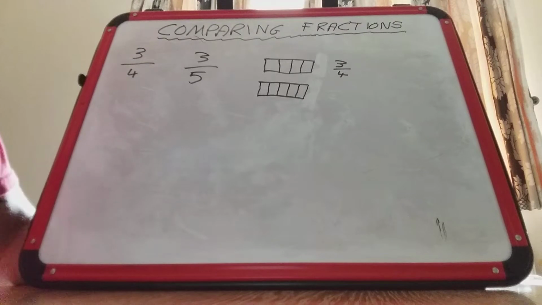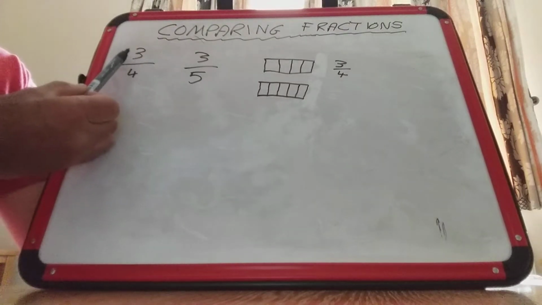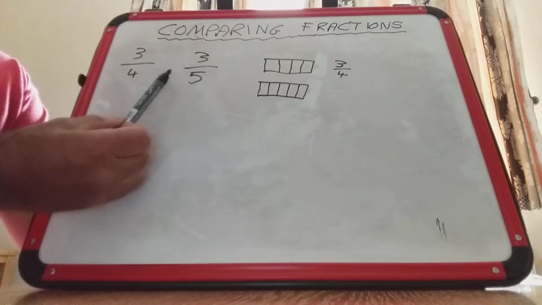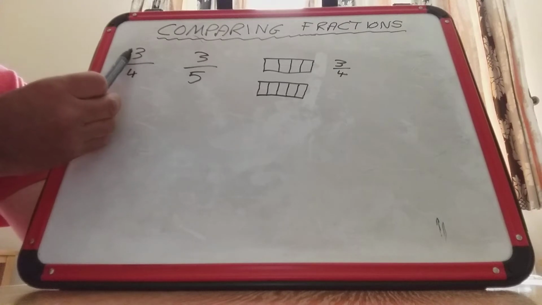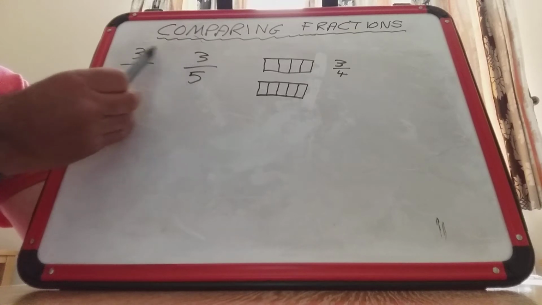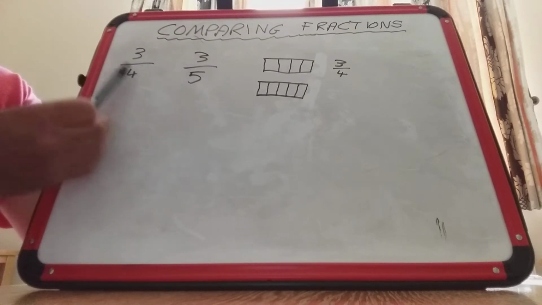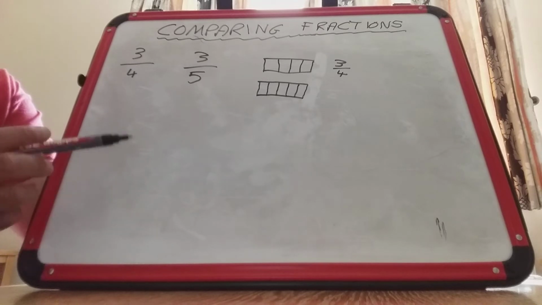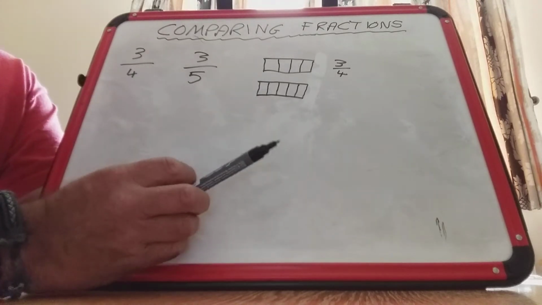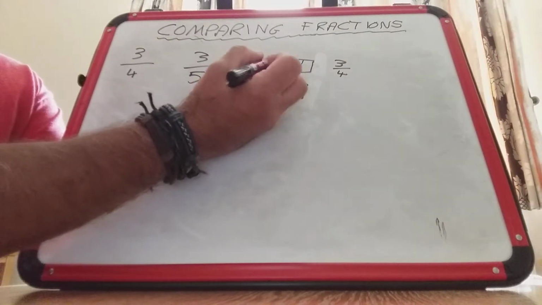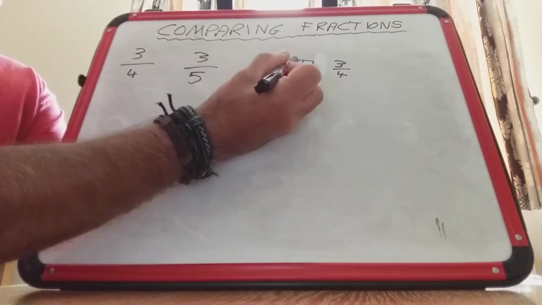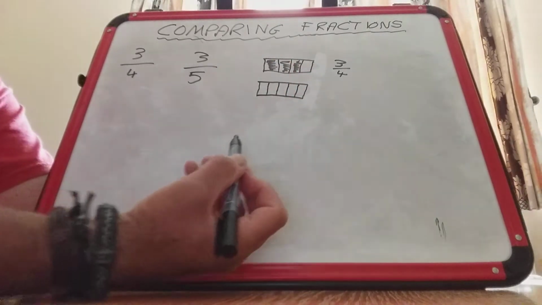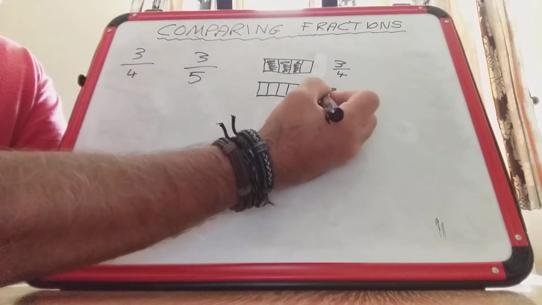Okay, moving on then, in the second example, we've got 3/4 and 3/5. You'll quite often see a question like this, because what they're trying to do is trick you into thinking, well, 3 and 3, so therefore this must be the same, but it's not, as I will show you in a moment. So first of all, let's use the bar method. For 3/4, we've got a rectangle with quarters, and we shade in 3 of them.